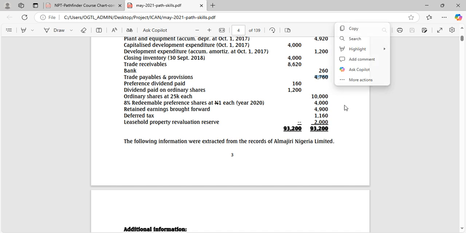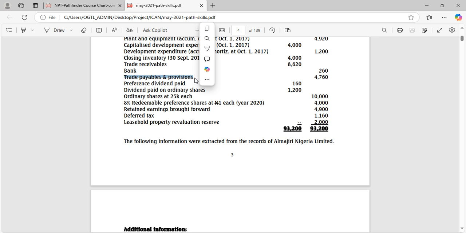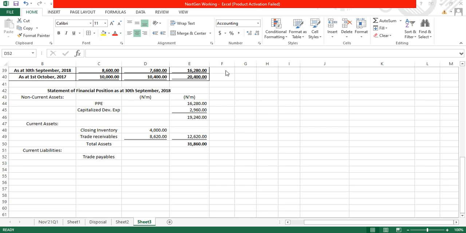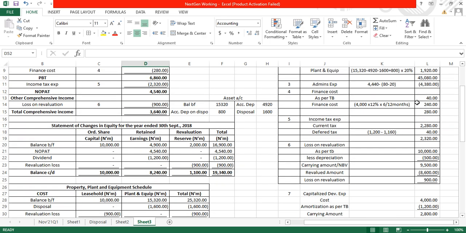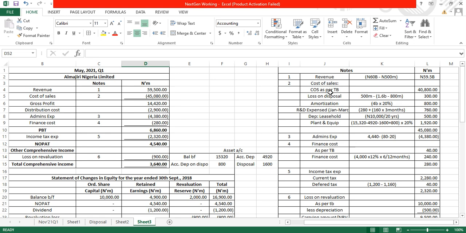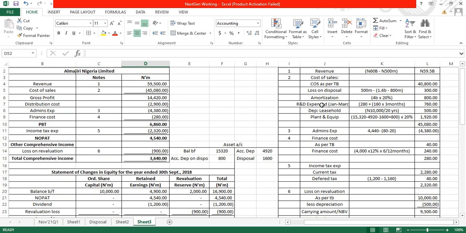Any other thing? Bank overdraft. Let's look at it. Trade payables and provisions. We have a provision now. There was a decrease in our provision. For those of you who were there yesterday, there was a decrease in our provision. Provision for bad debt. Where is our provision for bad debt?